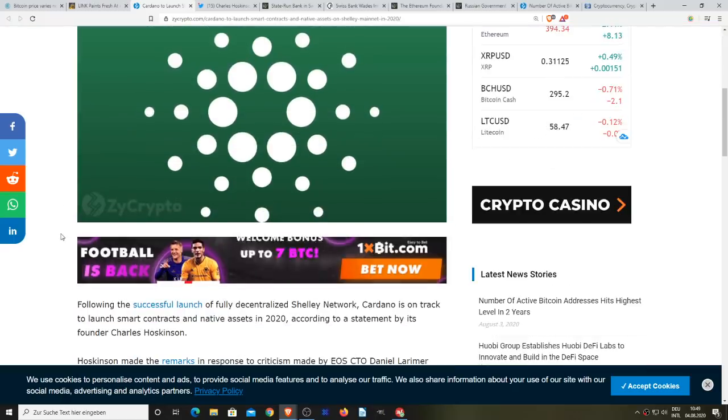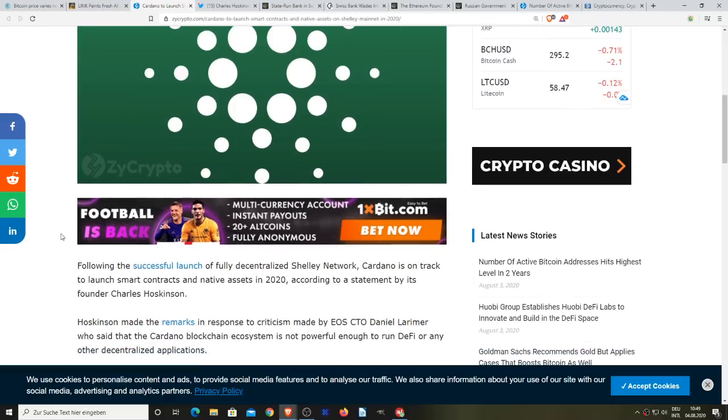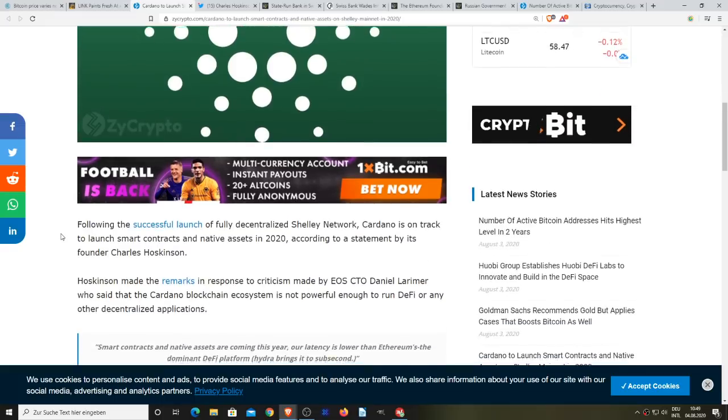Next up, following the successful launch of Shelley, Cardano is on track to launch smart contracts and native assets in 2020, according to a statement by its founder, Charles Hoskinson. Hoskinson made the remarks in response to criticism, here we go, by EOS CTO Dan Larimer, who said that the Cardano blockchain ecosystem is not powerful enough to run DeFi or any decentralized applications.